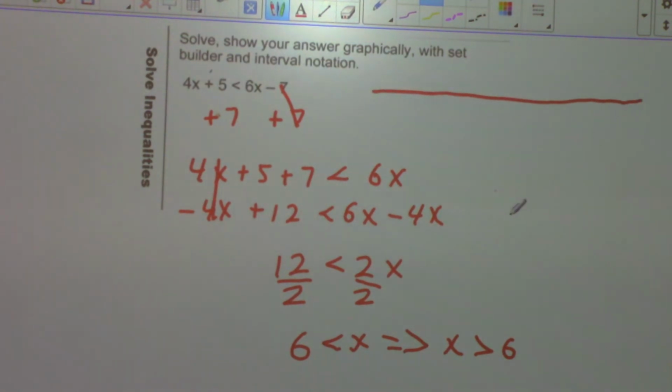What is this here? A line. What goes on this line? Is that like, you do an open circle or a closed circle? An open circle. Which way is it going?